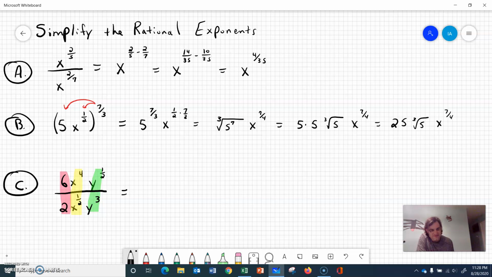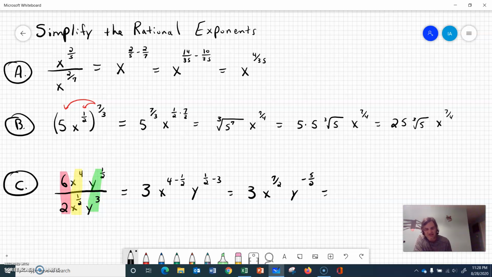I will have 6 over 2 is 3. Then I'll have x to the 4 minus 1/2. And I'll have y to the 1/2 minus 3. We can make those common denominators really easy. So I have 3x to the 7/2. 4 is 8/2, so 8 minus 1 is 7. And then y to the negative 5/2. 3 is 6/2, so 1 minus 6 is negative 5.